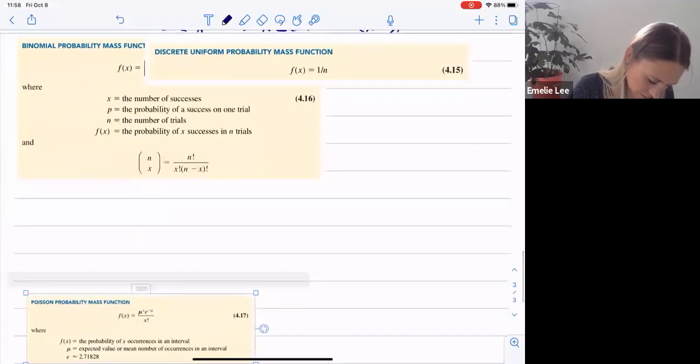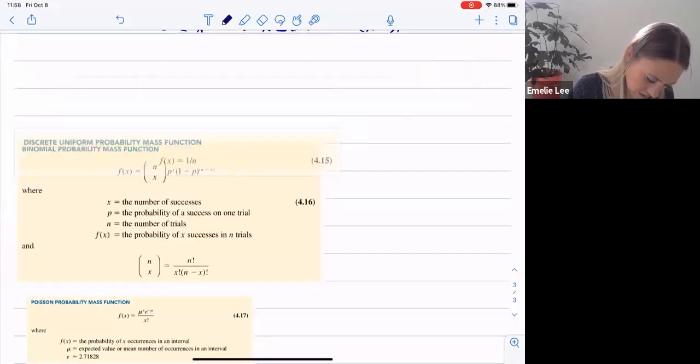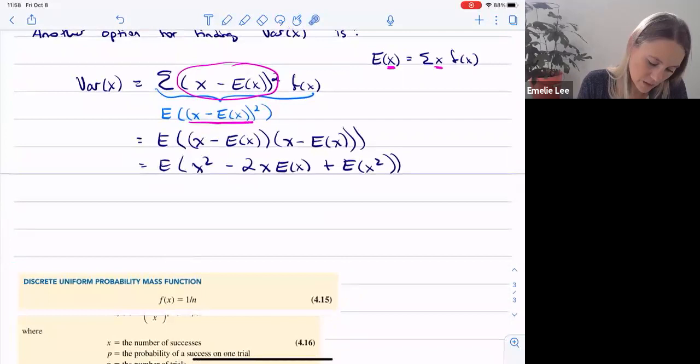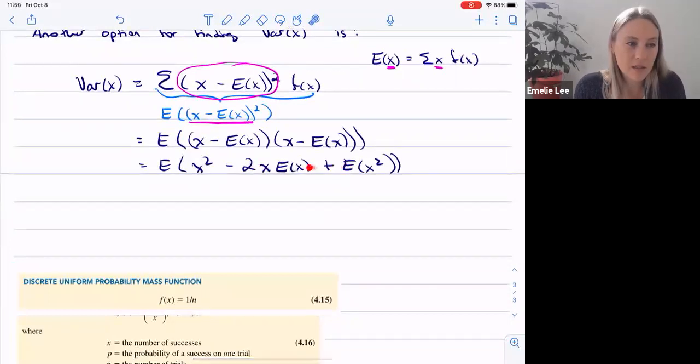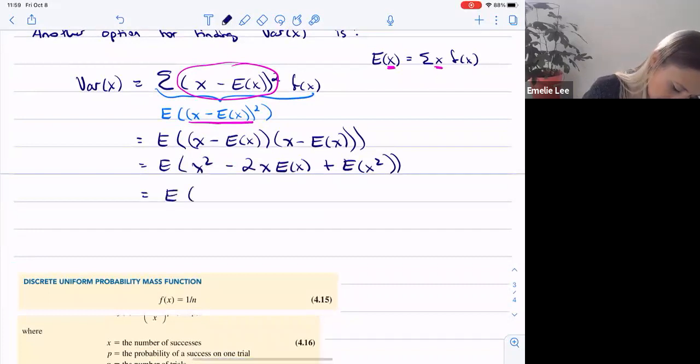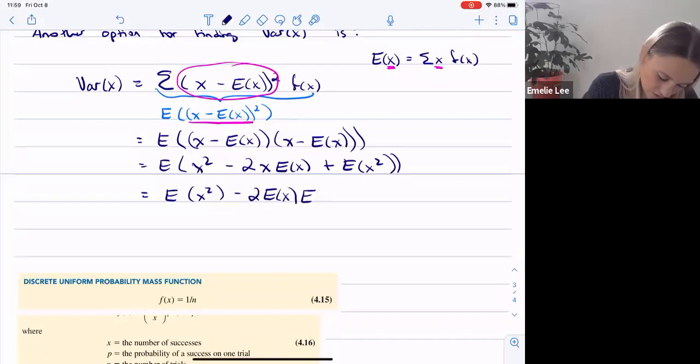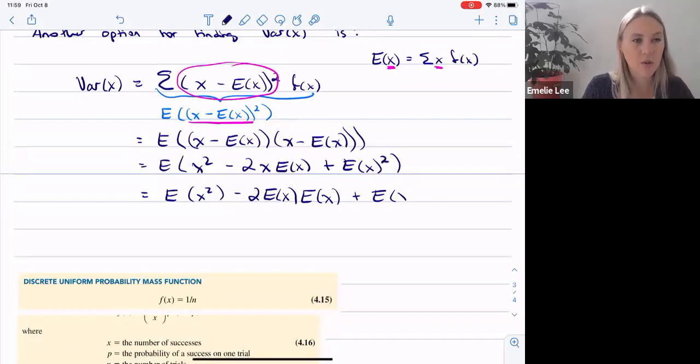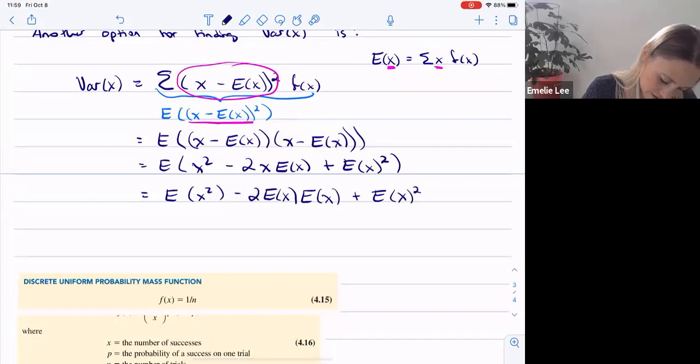And let me just move these down. Okay. So this is going to expand. So if I bring this expected value inside, then I get the expected value of x squared minus 2 times the expected value of x times the expected value of x, plus the expected value of x. Hey, that's squared. It should be on the outside of the bracket. Sorry about that. But no harm, no foul. Here we go.